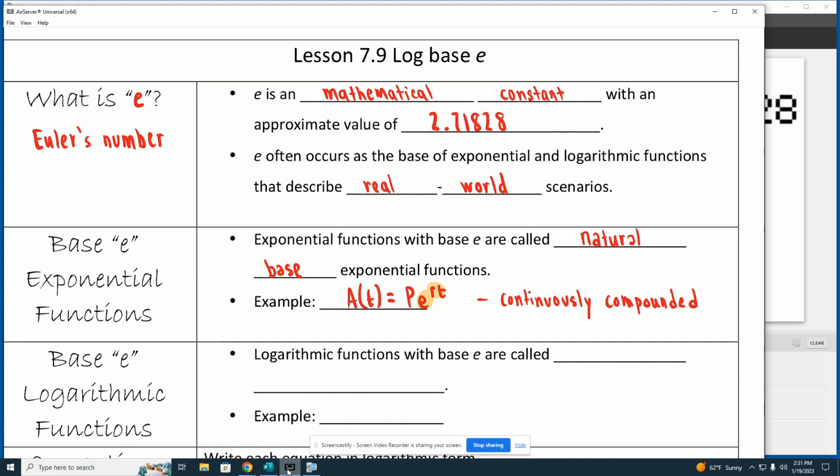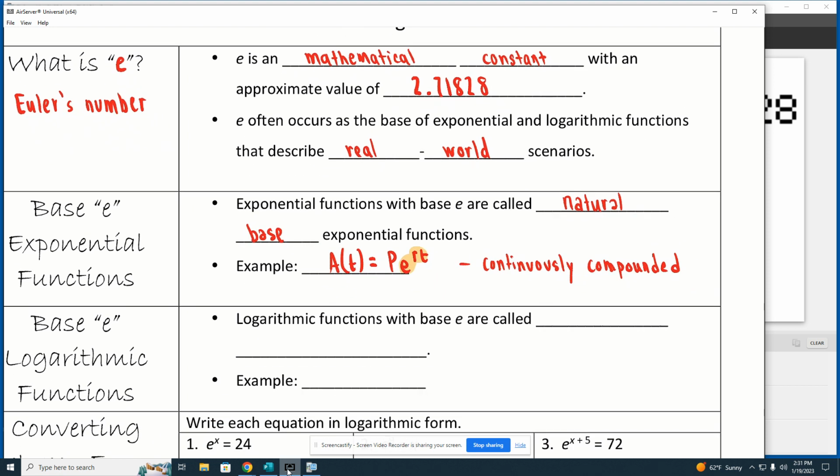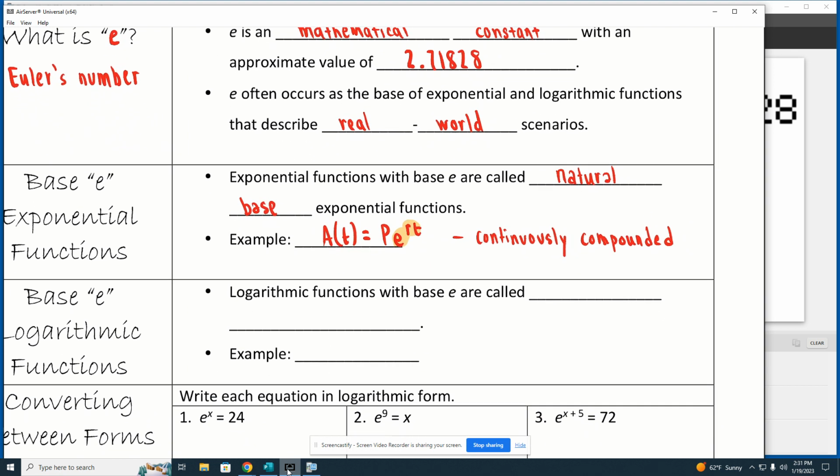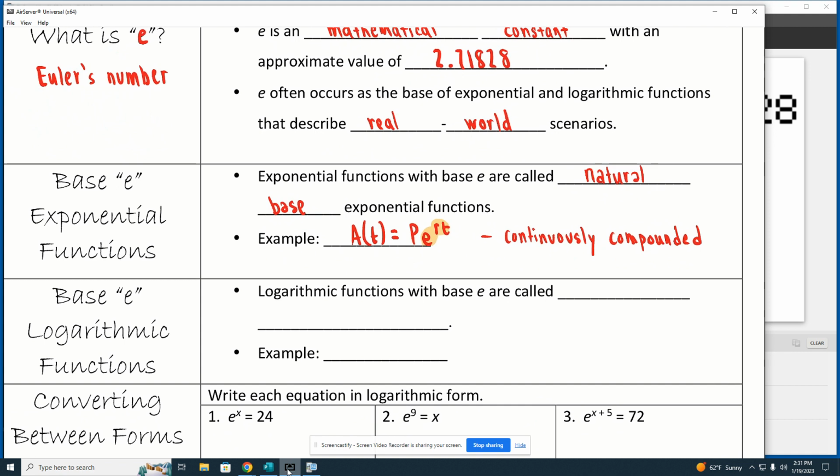So when we talk about a natural base exponential function, we also have logarithmic functions that have an understood base, and they're base E, and they're called natural logarithms.